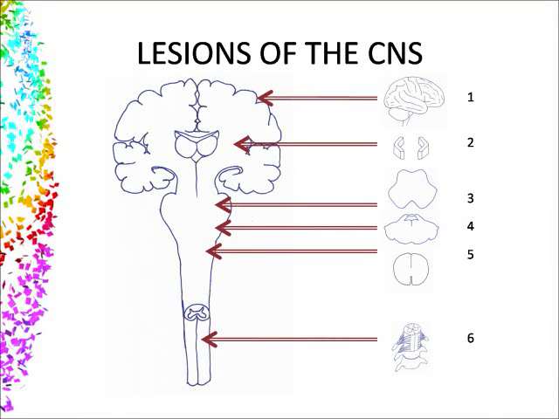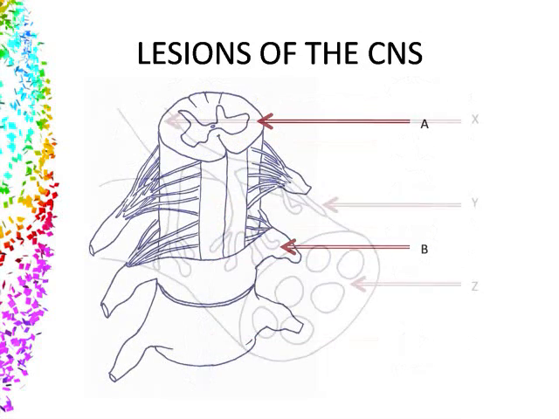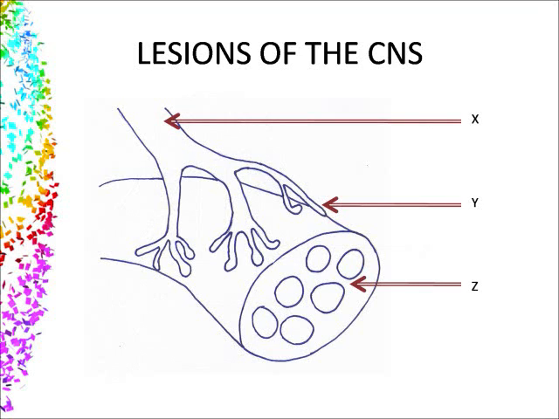Let us now delineate what lesions we can expect to see in the central nervous system. From above downwards, we can find cortical lesions, lesions in the internal capsule, thalamus, lesions of the internal structures of the brain, lesions of the midbrain, pons and medulla which form the brainstem, lesions of the long tracts of the spinal cord, lesions of the nerve roots called radiculopathies, lesions of the peripheral nerves called neuropathies, neuromuscular junction disorders, and finally muscle lesions or myopathies.